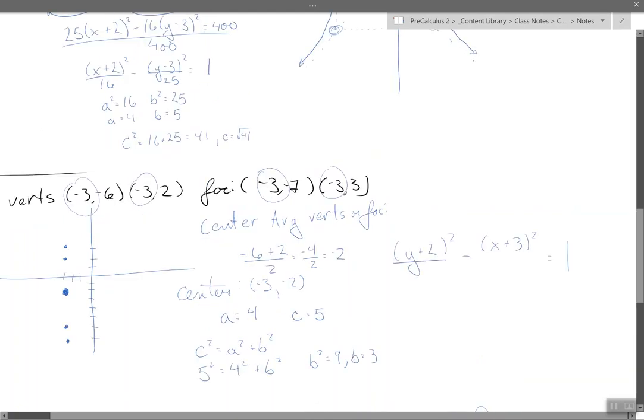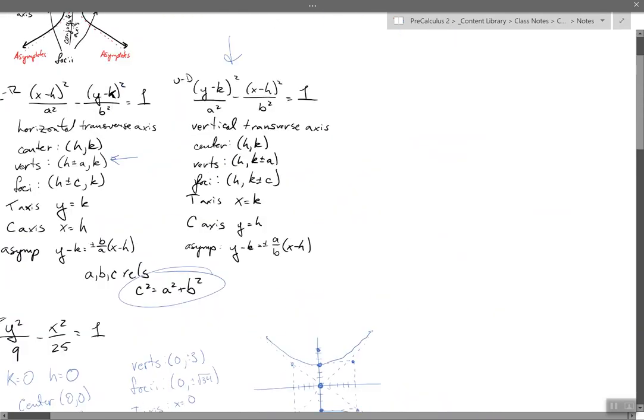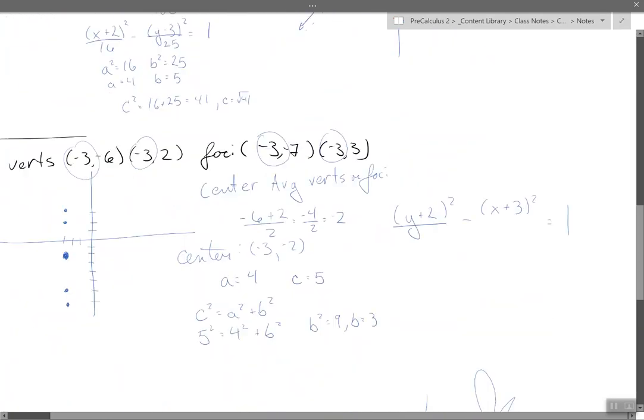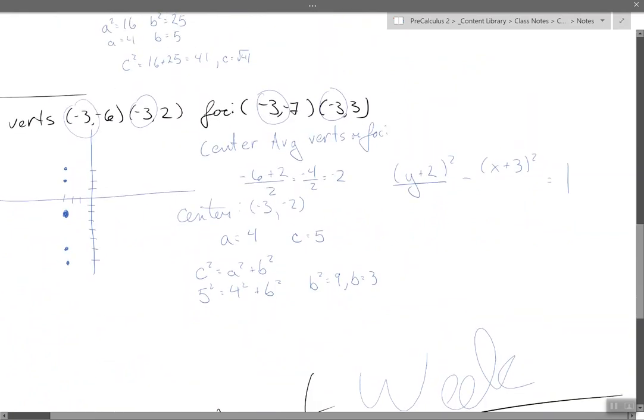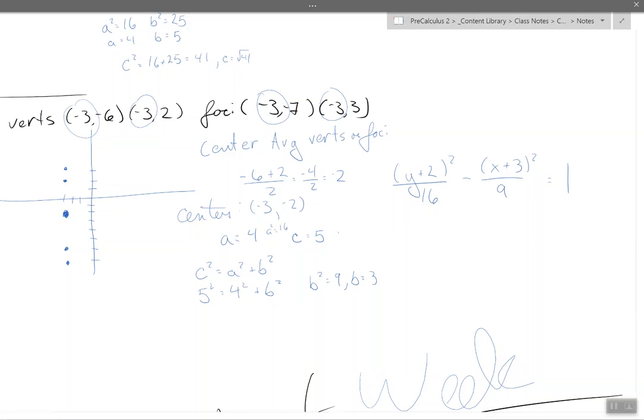The y squared will be over the a value squared. So the a squared value is 16. We know that a is 4, so that means a squared is 16. And then the b squared value is 9. So there we go. We have the formula for this hyperbola.